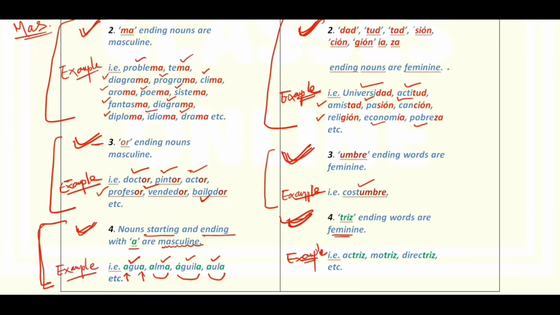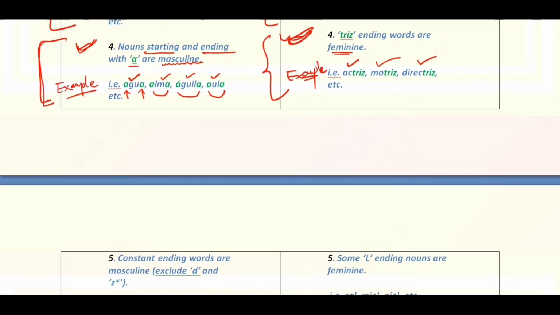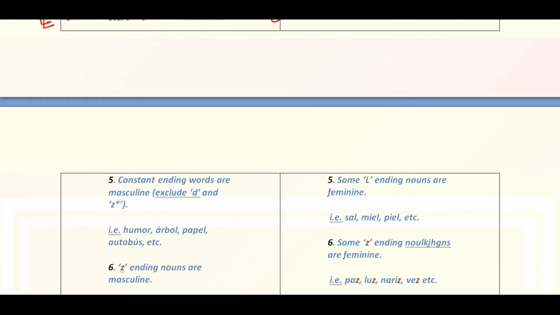Second example is motriz. Third example is directriz. Actriz, motriz, directriz. These are 3 examples. Point number 4 is done. We have some more important points. We'll revise it in some time, but let us finish it first.